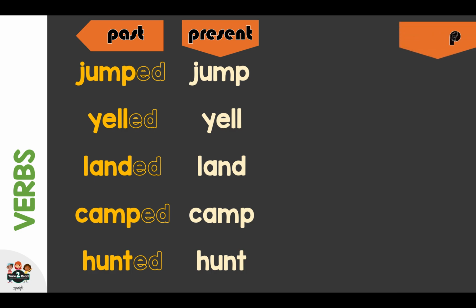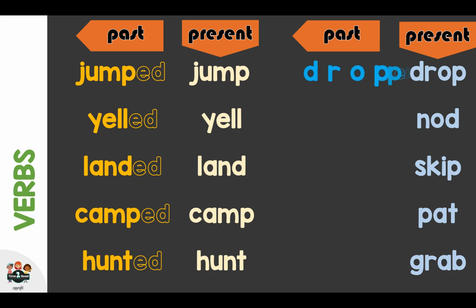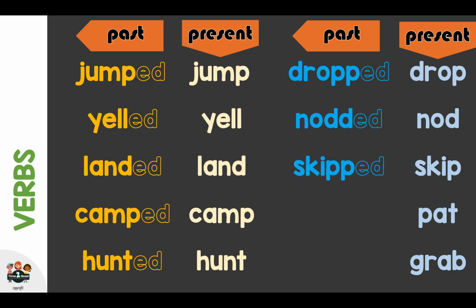Let's write some more verbs into the present tense. Drop, nod, skip, pat, grab. Now let's write these verbs into the past tense. See if you notice a pattern. Tell someone if you notice a pattern. Skipped, patted, grabbed. Let's look at the yellow verbs more carefully.